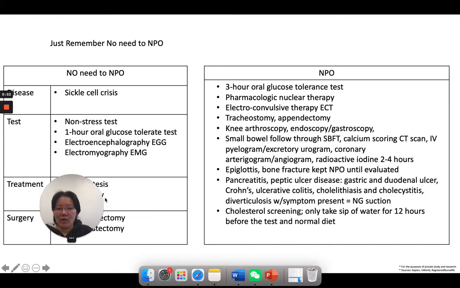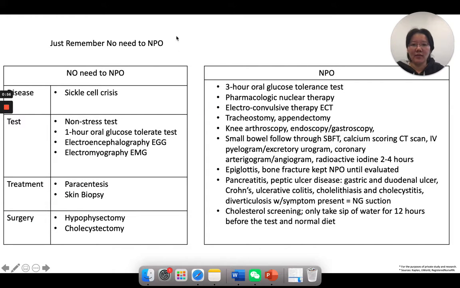So I'm going to move here. Here is what doesn't need to be NPO, and here is NPO. For example, with the NPO procedures, nothing by mouth, in the NCLEX RN you get select-all-that-apply questions. They really like to ask these questions.